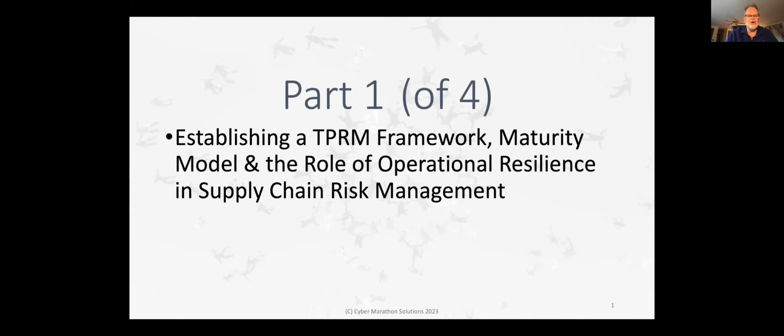So today, we're going to focus on establishing a TPRM framework. We're going to talk about a maturity model, and we're going to talk about the role of operational resilience in supply chain risk management. And the reason I call it supply chain is because we're really looking at all of the vendors that your organization may be using, not just the third parties, but also their third parties, the subcontractors, to really understand the risk picture and what needs to be addressed.